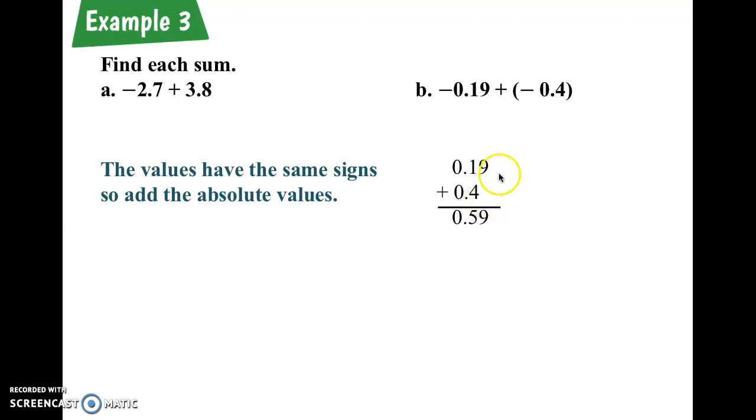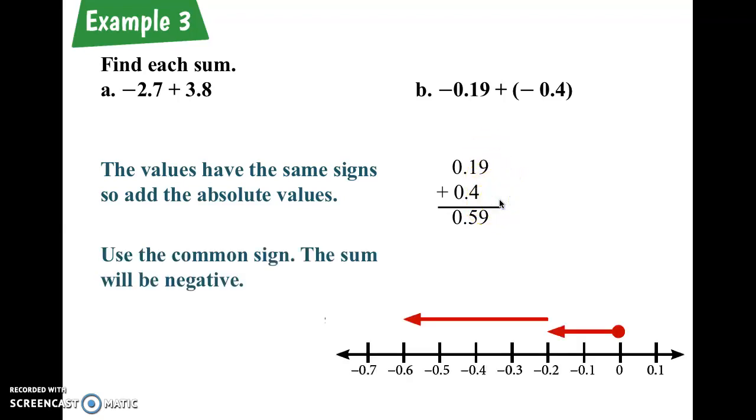So we have two negative numbers. We're going to add those together. And of course, don't forget your negative sign. Okay, so our answer is going to be negative 59/100. And this is what a model would look like on the number line. Going down to 19/100 and then down even further, another 4/10. Puts us at almost 6/10. We're at negative 59/100.